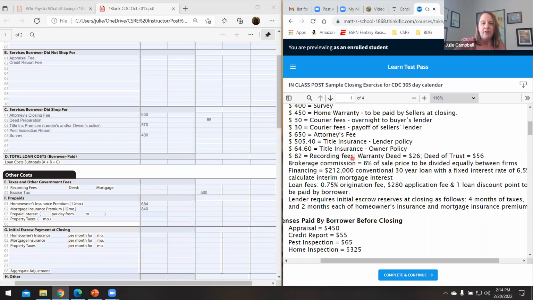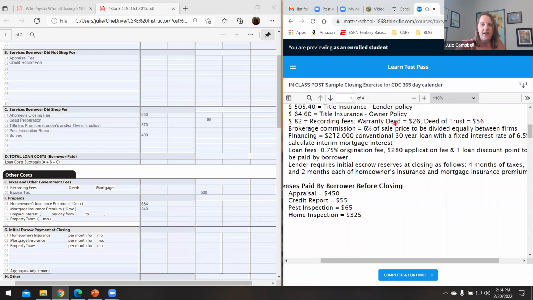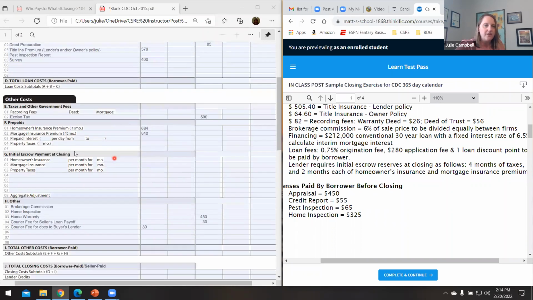And then we have recording fees, $82, and it breaks it down. To record the deed is $26. To record the deed of trust is $56. So under E, as in Elizabeth, you have your recording fees. Again, if you want to spell it out, 26 for the deed, 56 for the mortgage, or in North Carolina, we're just fancy and we call it the deed of trust.